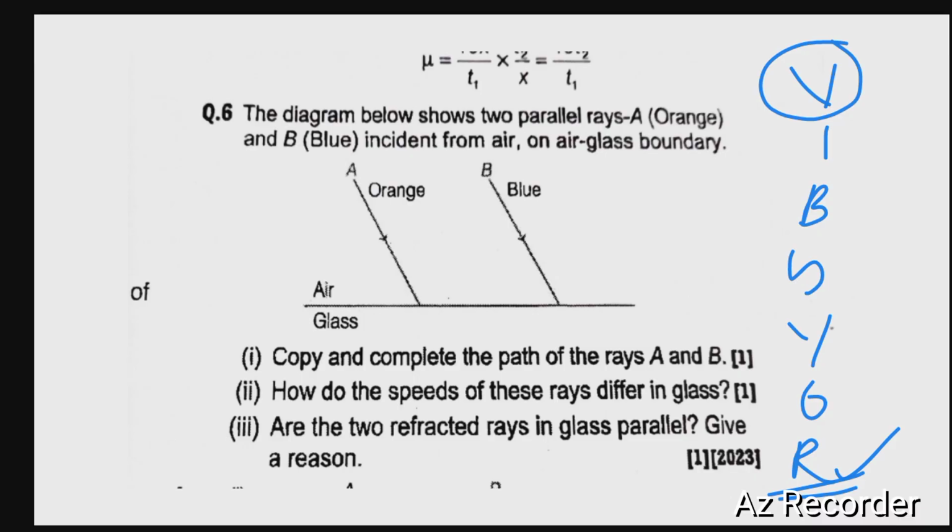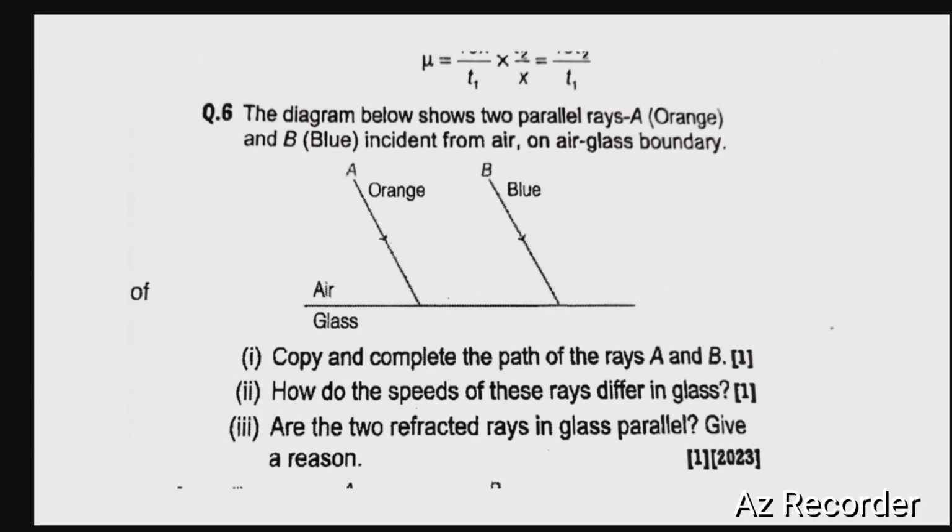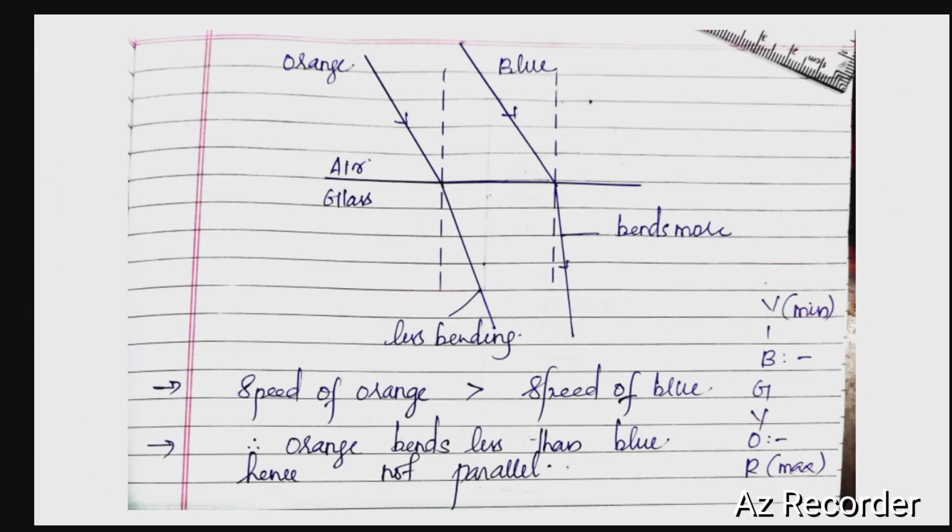So let's try to copy and complete the path of the ray until it emerges out. Okay. So clearly we have already discussed that the speed of orange light is greater than the speed of blue color, so it bends less. Okay, the orange color will bend less, while the blue color, having a speed lesser than the speed of orange, will take comparatively more time. Also, it will bend maximum or greater towards the normal. Okay, so here in the diagram I have clearly indicated that the blue light undergoes maximum bending, while the orange light undergoes minimum bending.